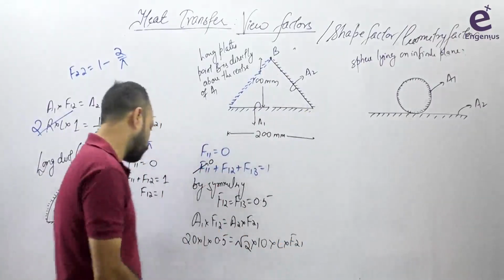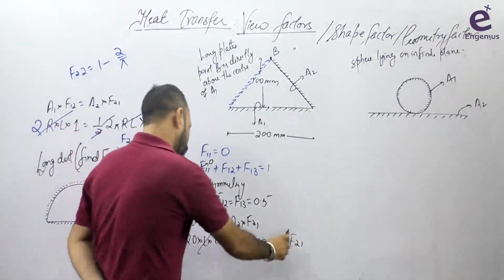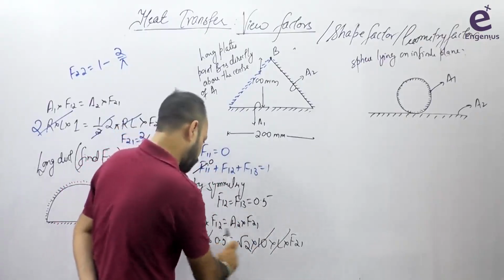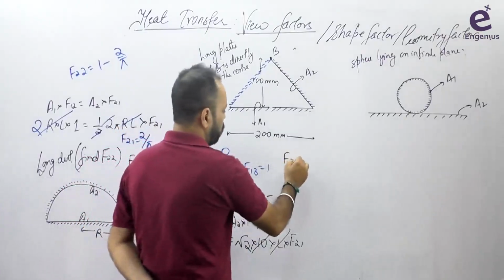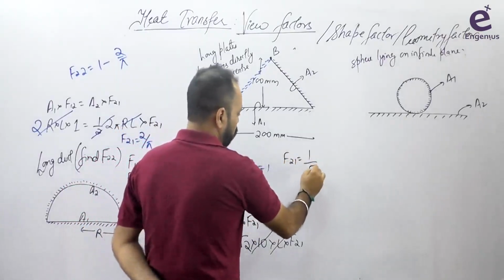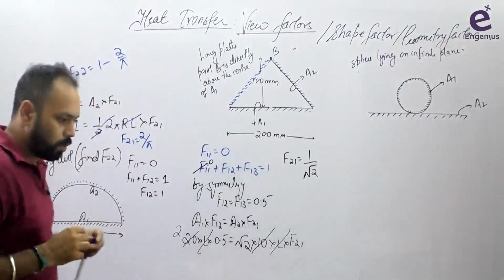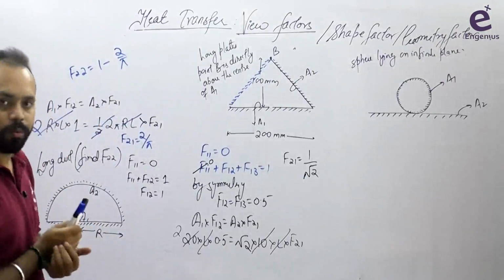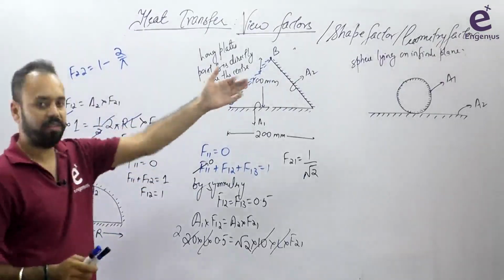I think calculations are correct. L will be cancelled, right? 10, 2 into 0.5 is 1, and F21 will be 1 by root 2. I think F21 will be 1 by root 2. You can check your calculations. Okay, so F21 is coming out to be 1 by root 2, which is equal to 0.707. Now, can you guess that how to solve this one?